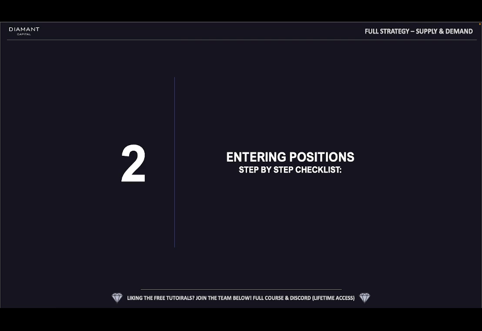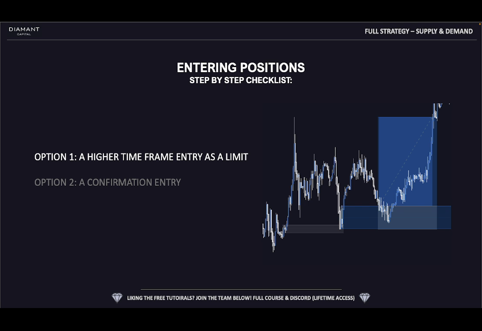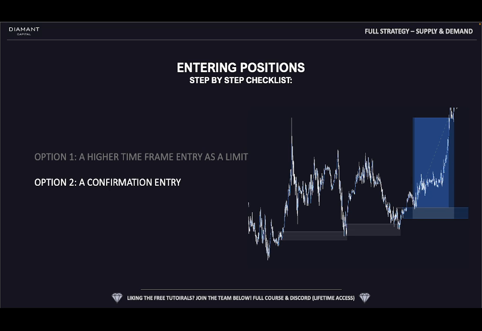So the second part of supply and demand zones, of course, is how we're going to enter our positions. Now, if I was to define this in two options, our first one is this. If you are waiting for your high time frame supply or demand zones, you could simply enter just as a limit. So it could be, for example, on the 1 hour chart, you just set your limit right there and then let price do its thing. Or potentially, as a second option, look for our confirmation entry.